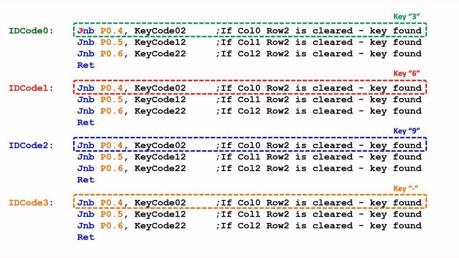So this part here, where it says JB P0.4, would be responsible for sending the code for key 3 to the display. Here, this JB P0.4 will send the code for key 6 to the display. Here, this particular instruction, JNB P0.4, will send the code for key 9 to the display. And JNB P0.4 here will be sending the code for the dash to the display. Ideally, only one of these should be able to send the code to the display.